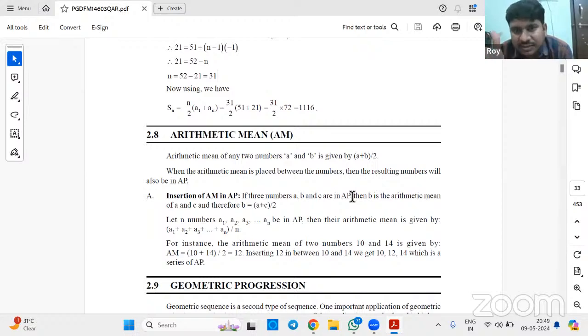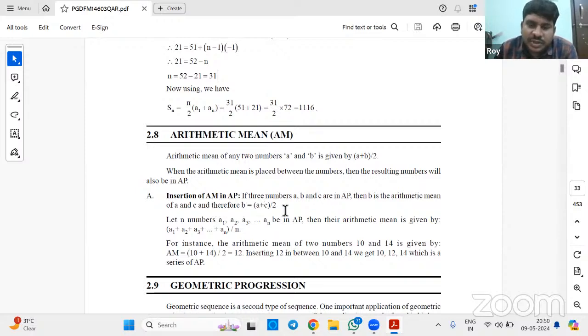Arithmetic series, what is the characteristic of an arithmetic series? The difference between any two consecutive values is the same, right? Hello, are you all there? Yes. Okay. Now, if three numbers A, B, C are in an AP, that means the difference between A and B and between B and C are the same. Then B is the arithmetic mean of A and C.